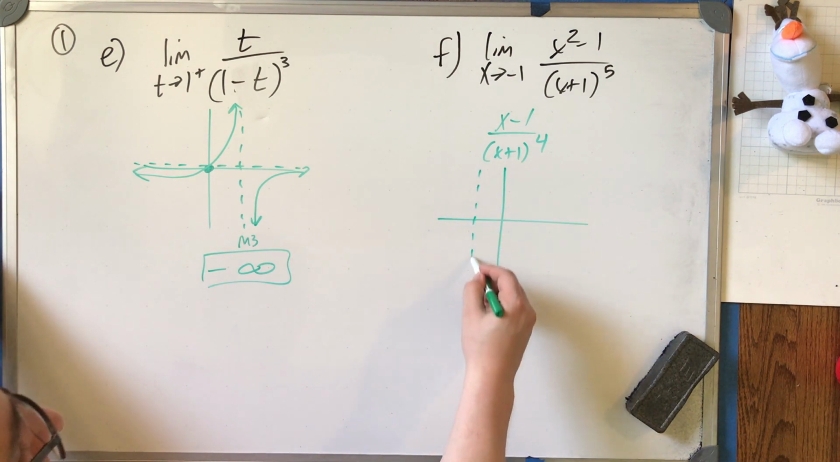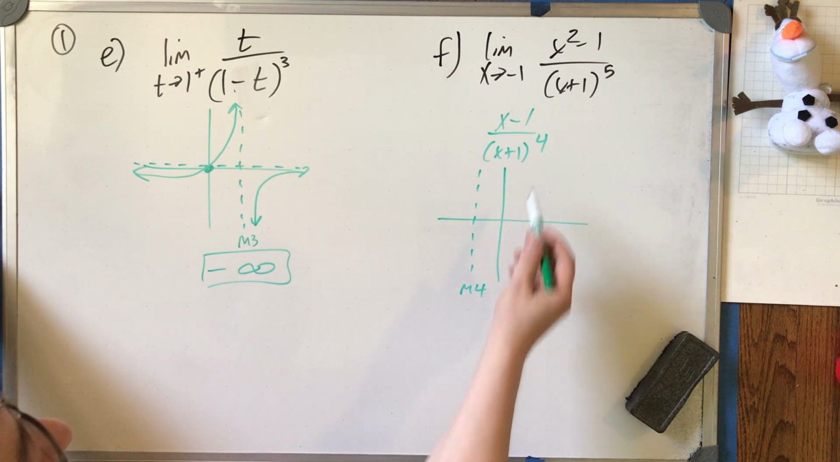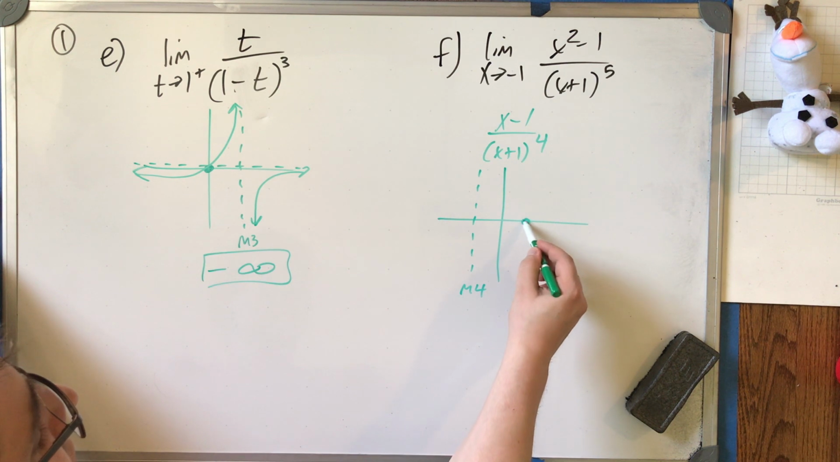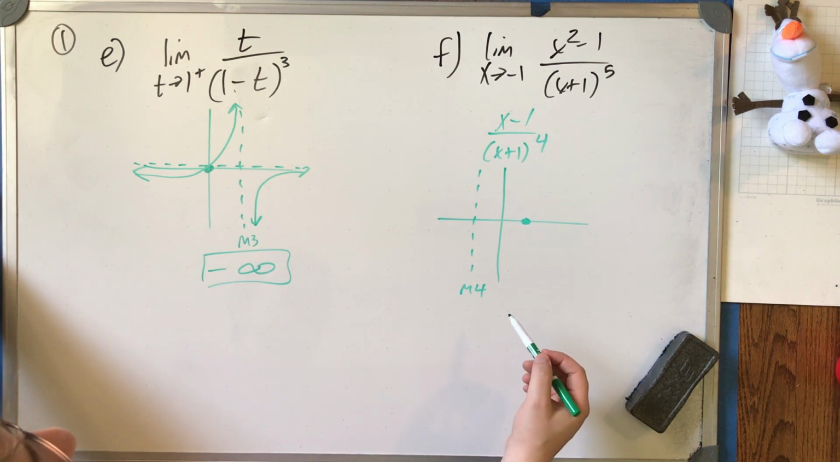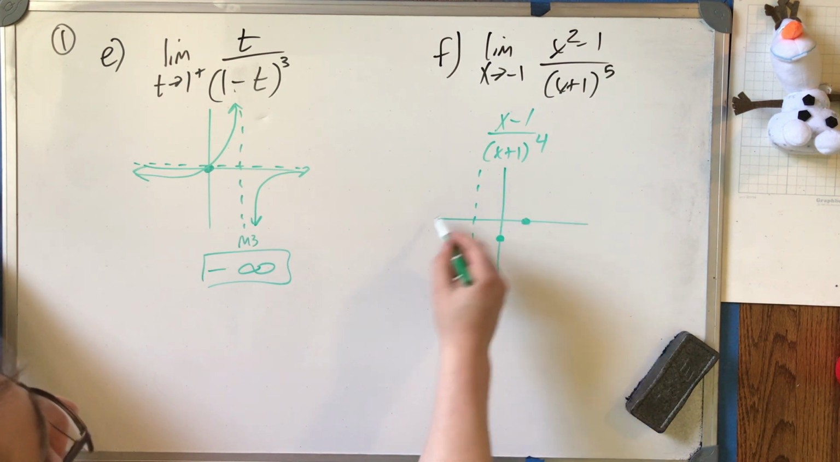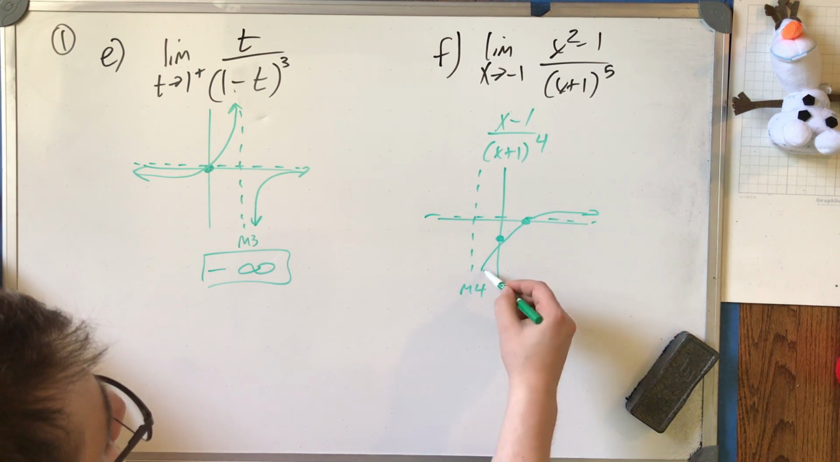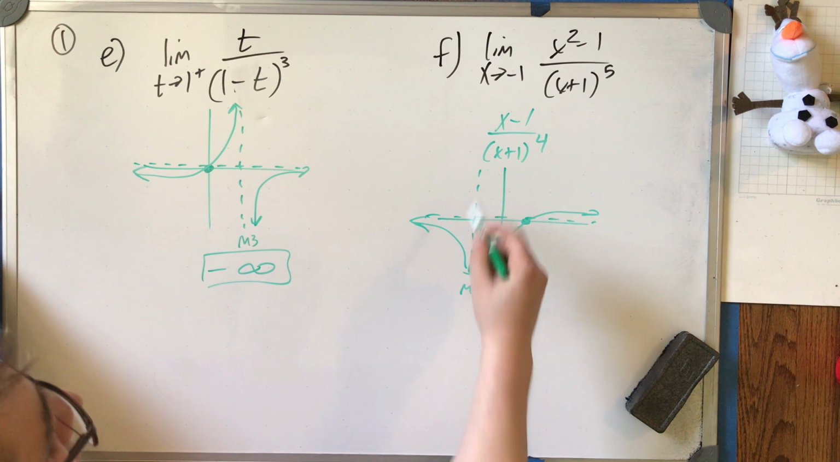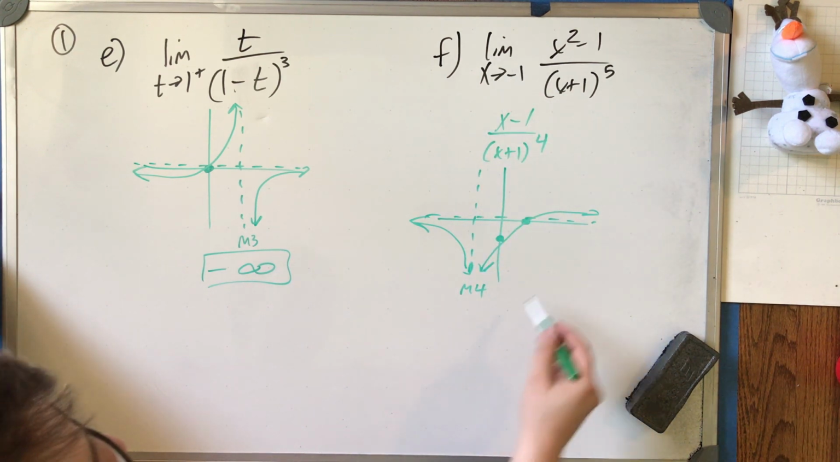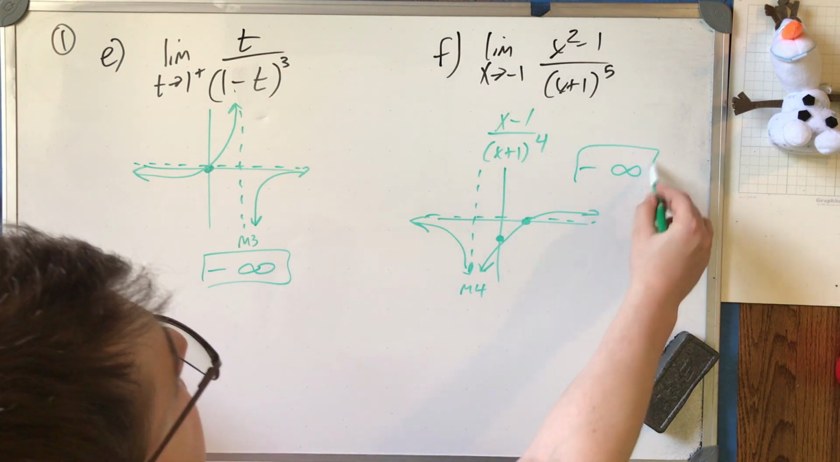And I have a vertical asymptote at -1. It now has a multiplicity of 4 since I've reduced it. X-intercept at +1, a y-intercept at -1, and an end behavior asymptote at 0. So that's everything I need. It's going to go like this and like this. So the actual limit as we're approaching -1 is going to be -infinity.